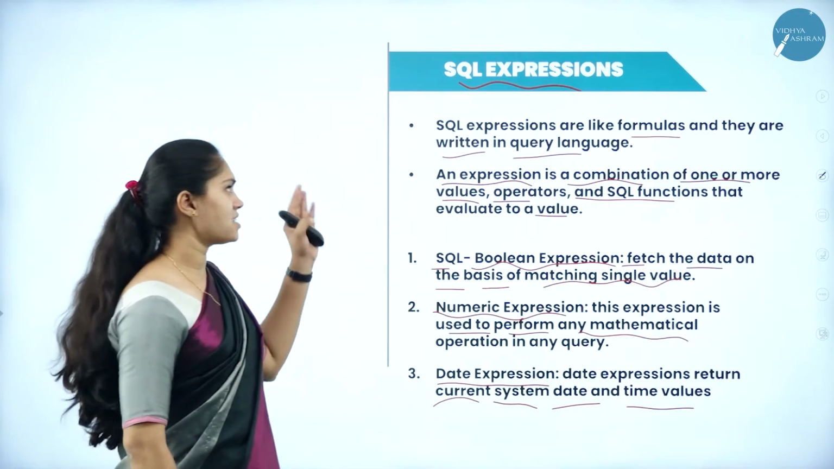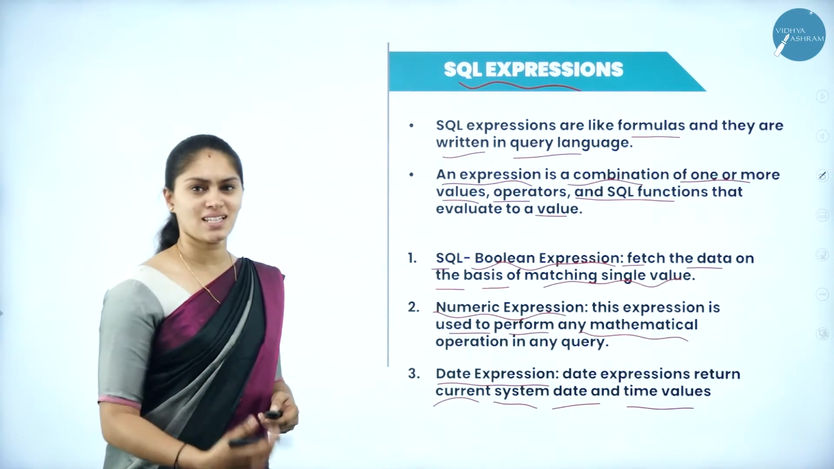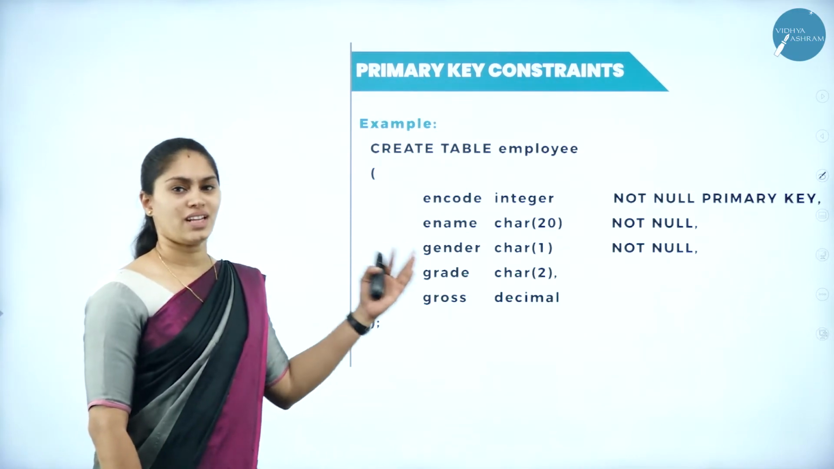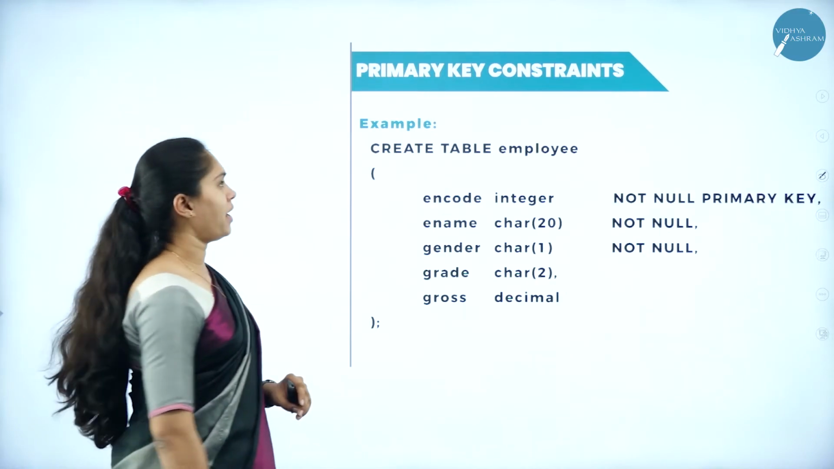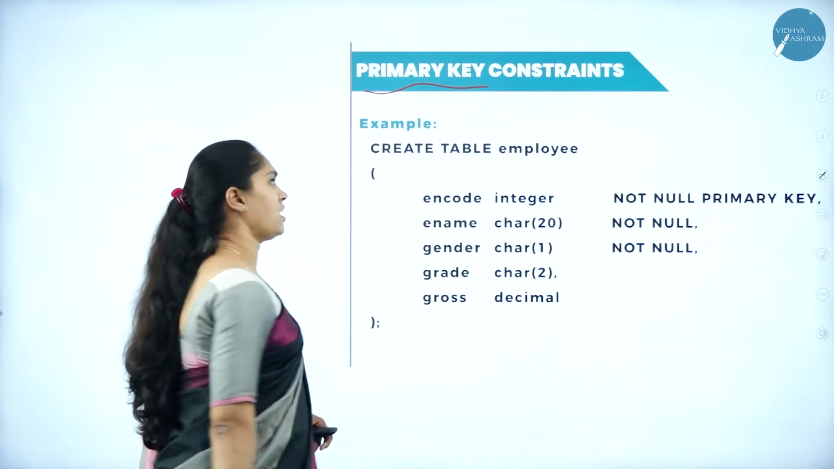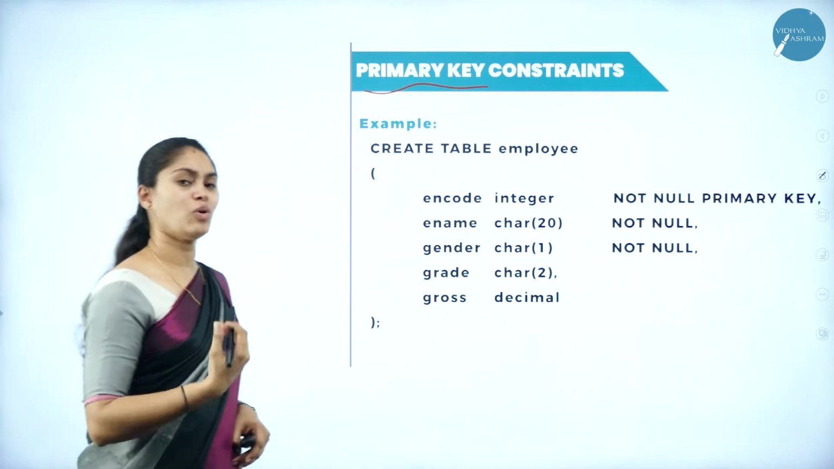Then we are done with this SQL expression. So now we'll see some of the constraints or rules with respect to this SQL command. So what is the first one that we have? Mainly it is related to the primary key constraint. So already we know what a primary key is.